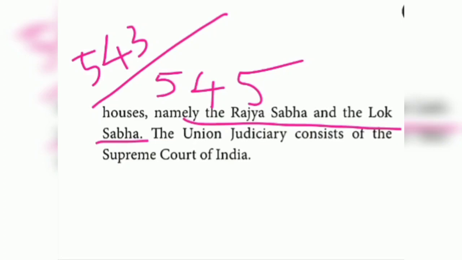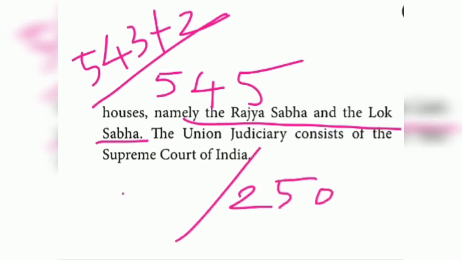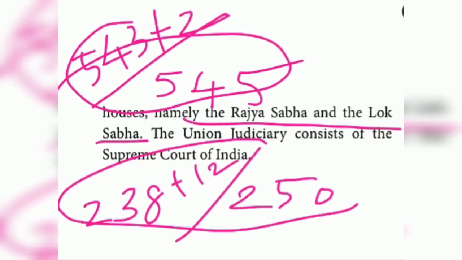Then the remaining two members are nominated by the president. This is the condition of Lok Sabha. So Parliament consists of two houses, Rajya Sabha as well as Lok Sabha. Rajya Sabha has 250 members in total. 238 members are elected by the state assemblies, and the remaining 12 are nominated by the president. So that is the calculation. This is the Rajya Sabha calculation, and that was the Lok Sabha calculation.